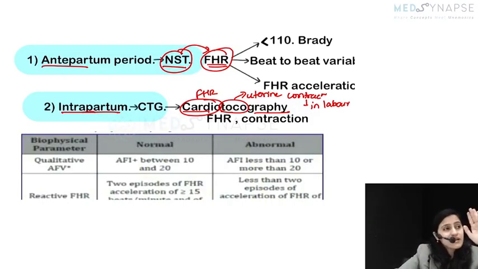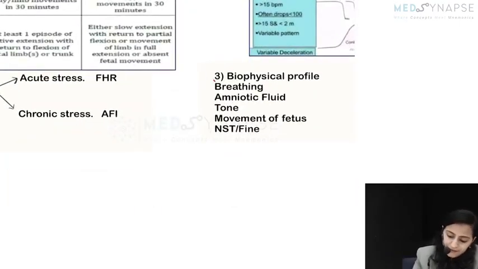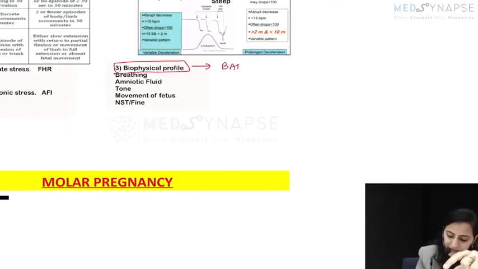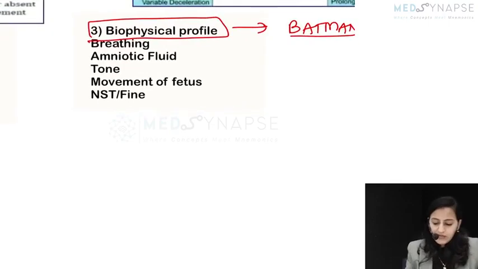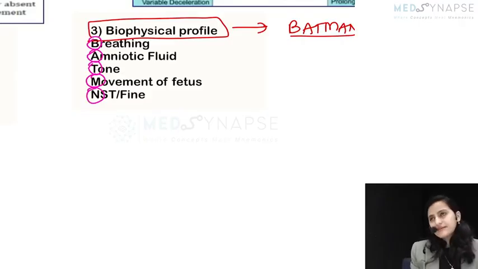And what is the entire biophysical profile? What are the components in the entire biophysical profile? Batman. For biophysical profile is Batman. What is the Batman? Basically, you look for fetal breathing, amniotic fluid, tone, movement and NST.